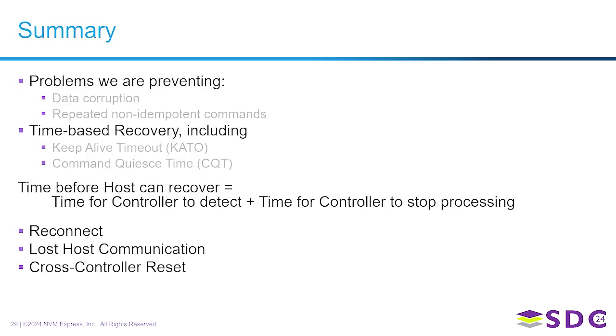Okay. So to summarize the things that we've talked about here, we've gone over some problems that we're trying to prevent. We're trying to prevent data loss and data corruption. This is something that I'm not excited about to see on my customer systems, and they get really excited when they see it. It's just not in a good way. And we're also trying to make sure that we don't handle the non-idempotent commands incorrectly.